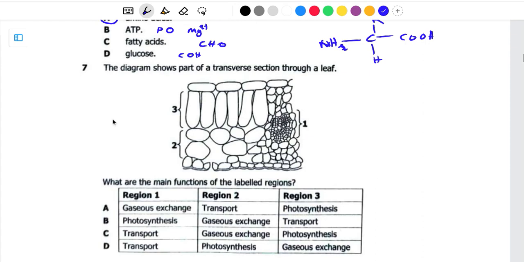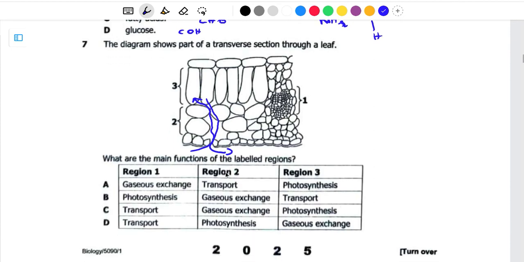And then for question 7 saying the diagram shows part of a transverse section through a leaf. So we have 1 which is the vascular bundle where xylem and phloem is found. Then we have 3 which is found beneath the upper epidermis, so these are palisade cells. And then for 2, these are spongy mesophyll cells where the gaseous exchange takes place. When carbon dioxide enters, it passes through the spongy mesophyll cell and goes to the palisade cell. Similarly, oxygen is going to pass through the spongy mesophyll cell and comes out of the leaf through the stomata.